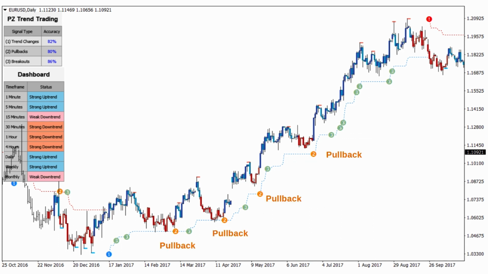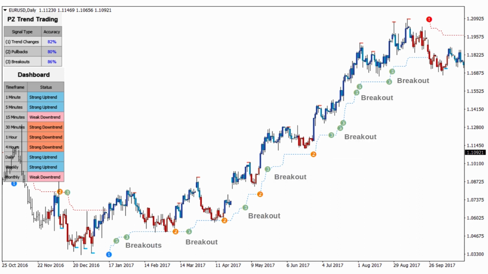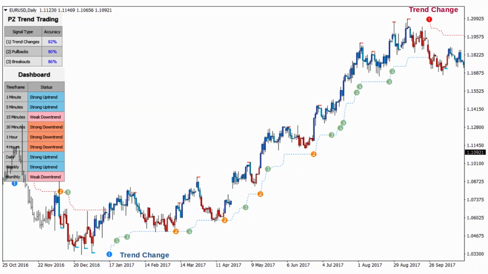The most reliable signals of the indicator are pullbacks, marked by orange 2s. Next in line are breakouts, which are mostly reliable signals, marked by gray 3s. Finally, trend changes are marked by blue 1s, but trading trend changes can cause your position to be whipsawed.